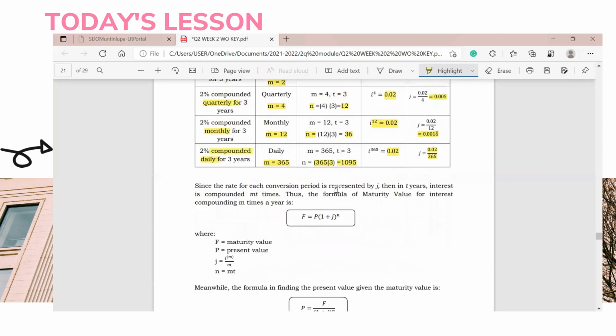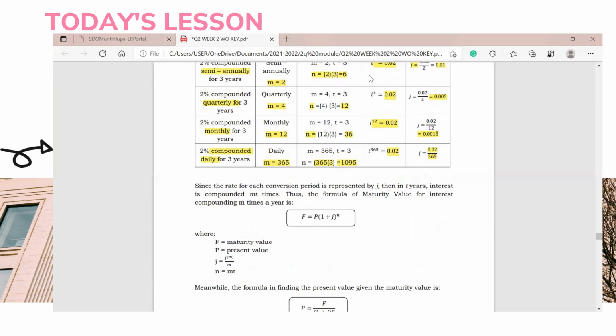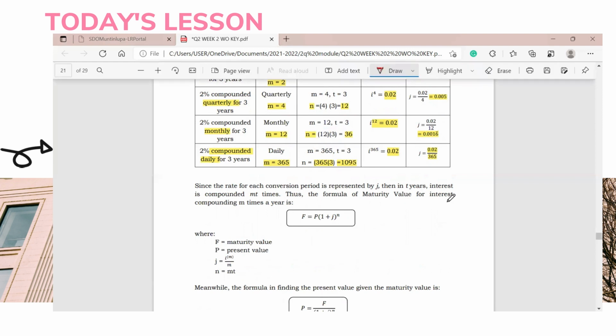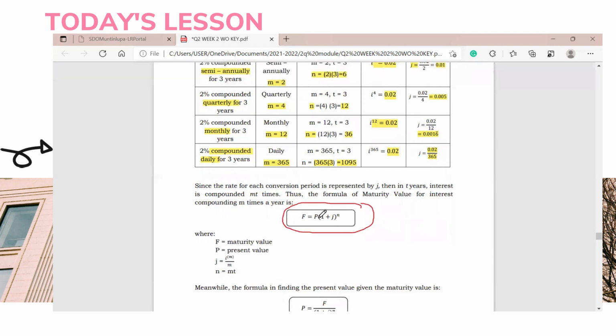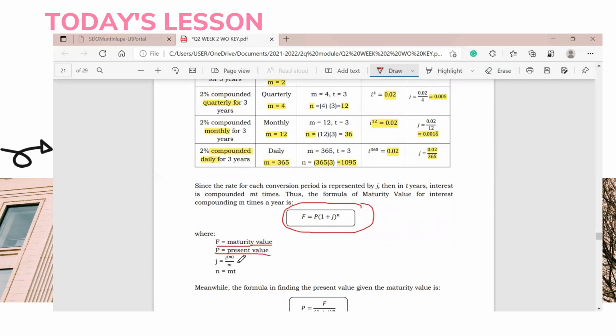Since the rate for each conversion period is represented by J, then in T years, interest is compounded MT times. Thus, the formula of maturity value for interest compounding M times a year is F is equal to P times (1 plus J) raised to N. Ang F maturity value, ang P present value, ang J ay yung conversion period natin na I over M, tapos ang N ay MT.